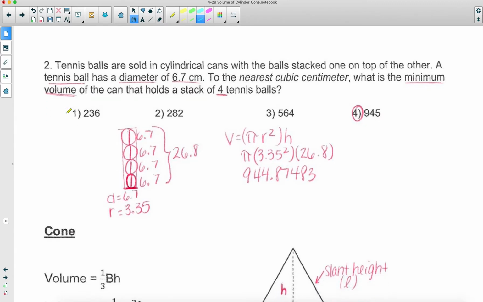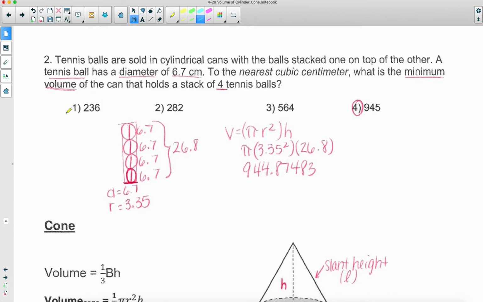Number 2. So number 2 is a little bit of an application. It says tennis balls are sold in a cylindrical can with the balls stacked one on top of the other, which if you've ever gone to a sporting goods store, you've seen the tennis balls in that cylindrical can. And our tennis balls have a diameter of 6.7 centimeters. So to the nearest cubic centimeter, what's the minimum volume of the can that holds a stack of 4 tennis balls? So again, the tennis balls are in a cylindrical can. They have a diameter of 6.7 centimeters.